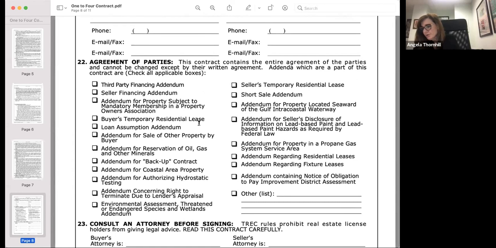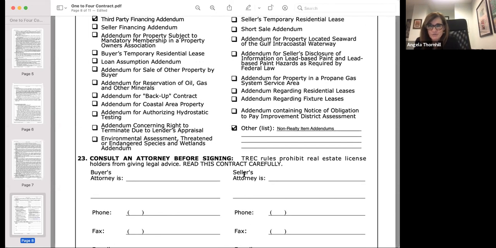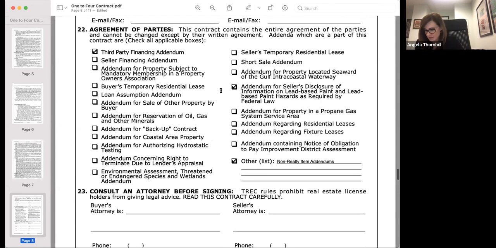Section 22 is where we're noting what is attached to the contract. Obviously, the third party financing addendum is a very common one. Another one is the lead-based paint addendum, if it's pre-1978, and different other things, such as a leaseback or other non-realty items. Make sure those are all checked, and the OCs are going to be looking at this in conjunction with what you upload to make sure you have everything.